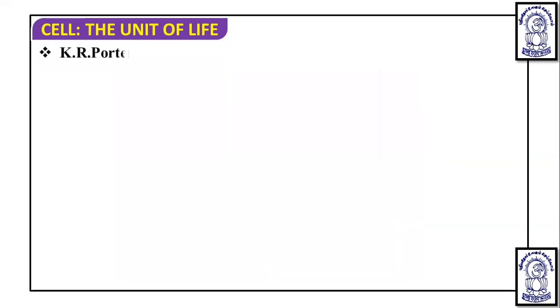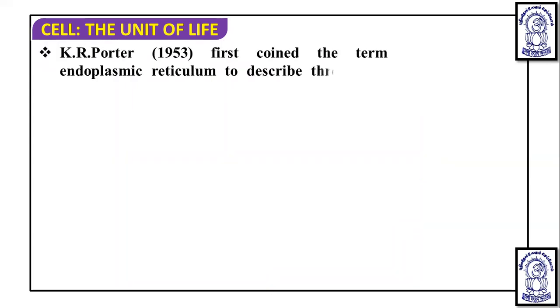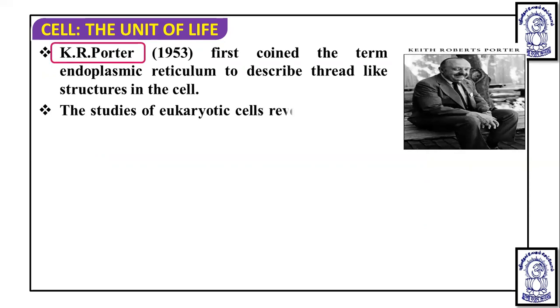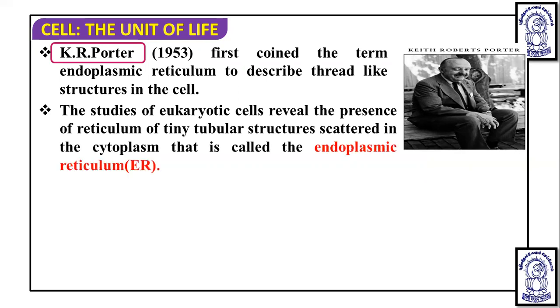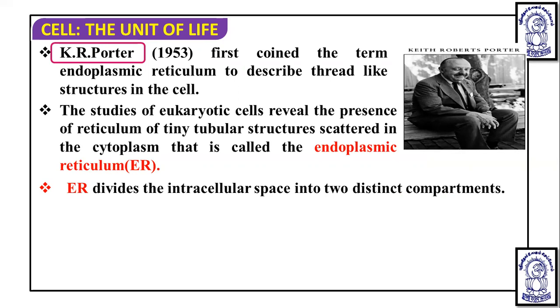So dear student, K.R. Porter was the first to coin this term and describe the thread-like structure in a cell. This is K.R. Porter. Then studies of the eukaryotic cell revealed the presence of a reticulum, a network of tiny tubular structures scattered in the cytoplasm, and that is known as the endoplasmic reticulum. And it was observed by electron microscopic studies.